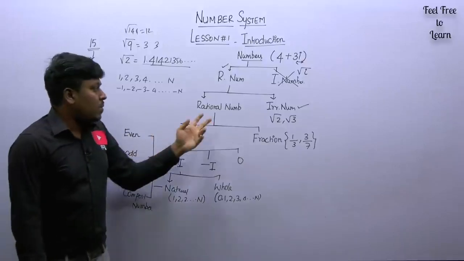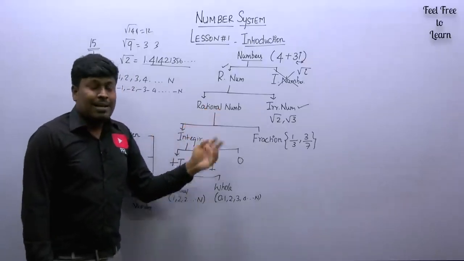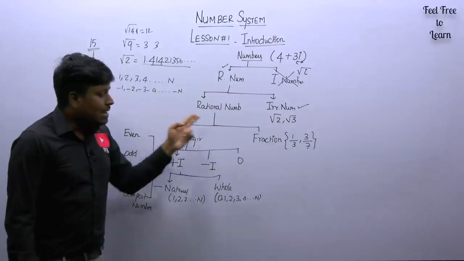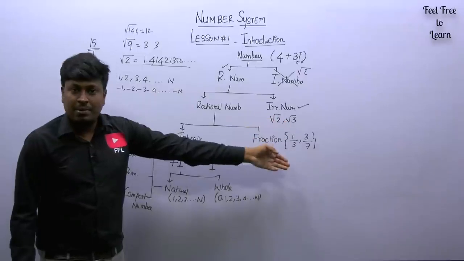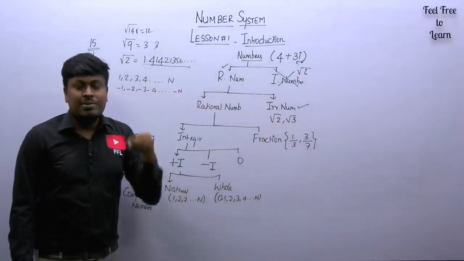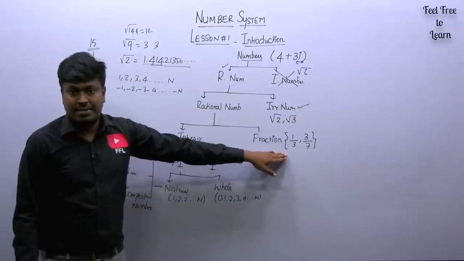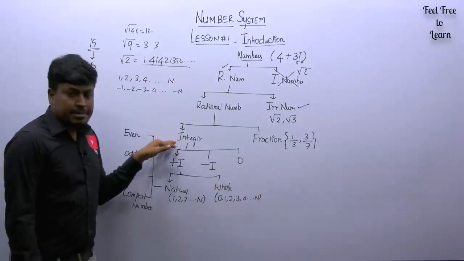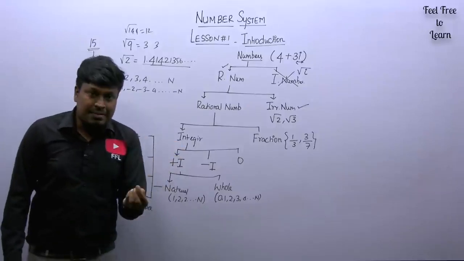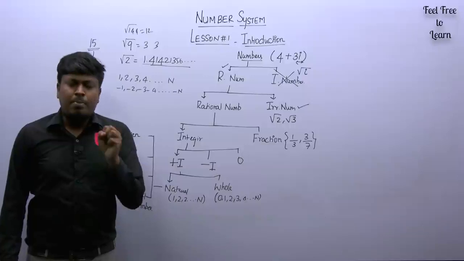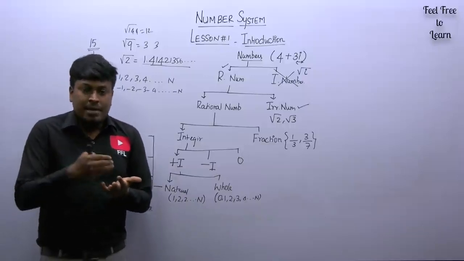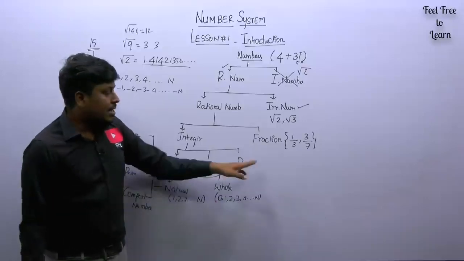Got it? Now these rational numbers are separated into two categories: integers and fractions. Fractions everyone knows, 1 by 3, 2 by 7. A number with a numerator as well as a denominator is called a fraction. And integers are separated into positive integers, negative integers and the number 0. Positive integers are 1, 2, 3. Negative integers are -1, -2, -3. And the last is 0.